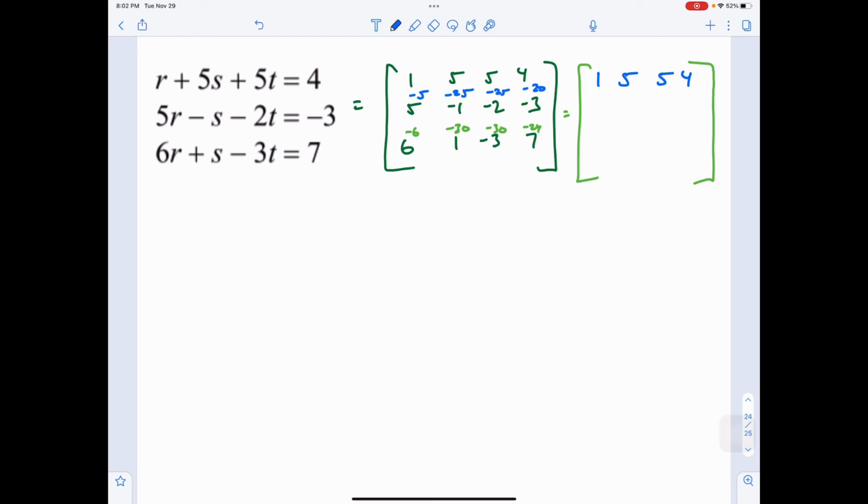Our next row is 5 and -5, gives us our 0, exactly what we wanted. Negative 25 and negative 1 is negative 26. Negative 25 and negative 2 is negative 27. And negative 20 and negative 3 is negative 23. Our next row here, negative 6 and 6 gives us 0. Negative 30 and 1 is negative 29. Going negative 33. And negative 17.